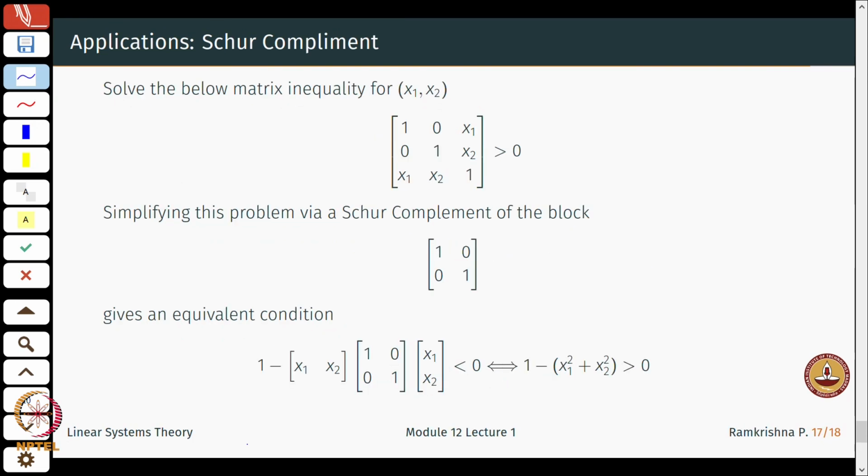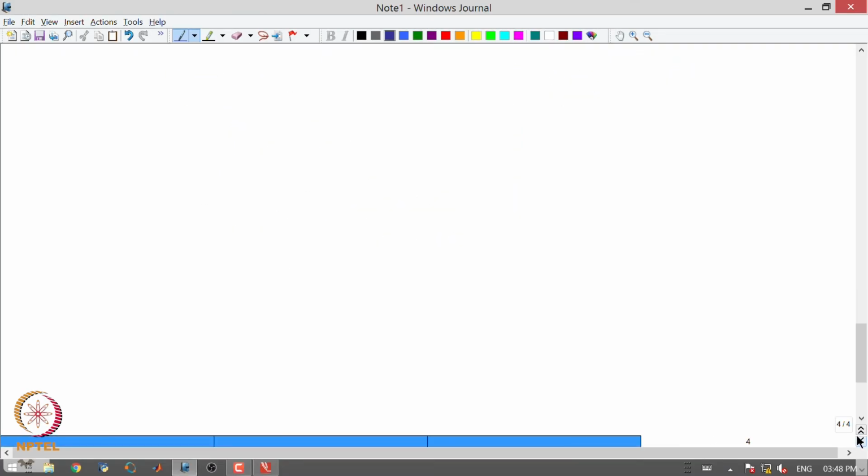One more example, not necessarily for stabilization problems: we could also have some complex looking LMIs which can be simplified via Schur complement. So, if I give you this to solve, I have this matrix, 1 0 x1, 0 1 x2, x1 x2 1, and I have to solve this for it being greater than 0.